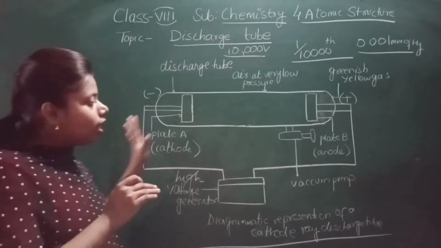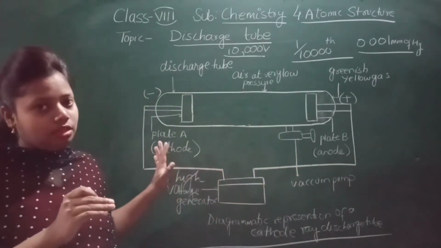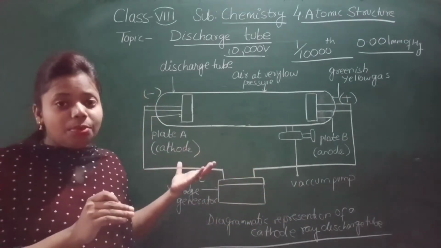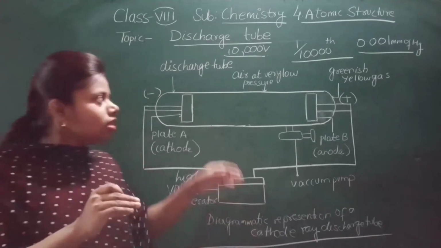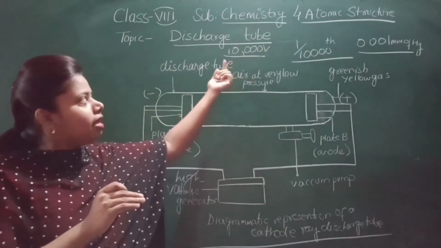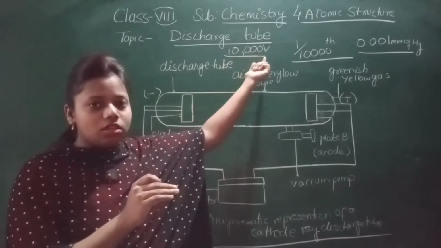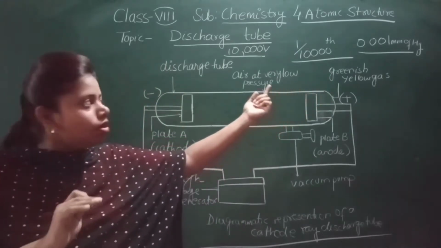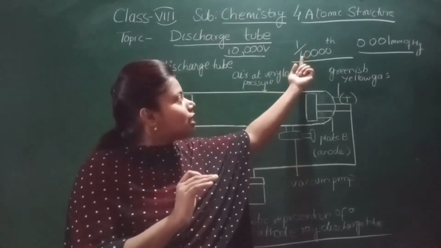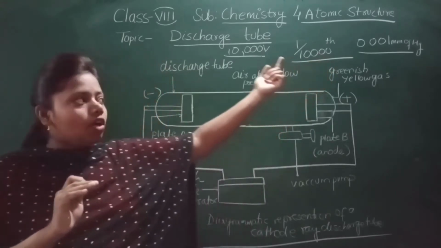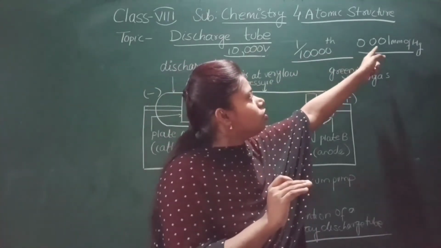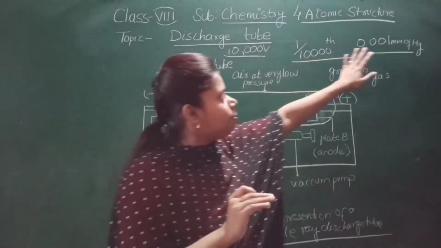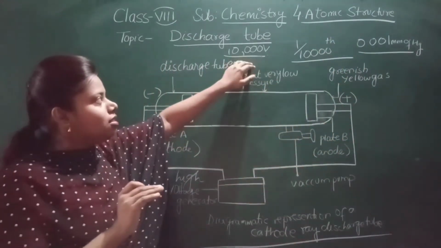Now let us see what happens when the high voltage was supplied. The high voltage was applied across the plates and the pressure was very low. The voltage applied was 10,000 volts, which is a very high voltage, and the pressure was very low, 1 by 10,000 of an atmosphere, or in decimal, 0.001 mm of Hg.